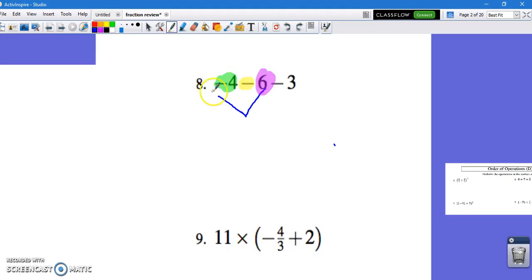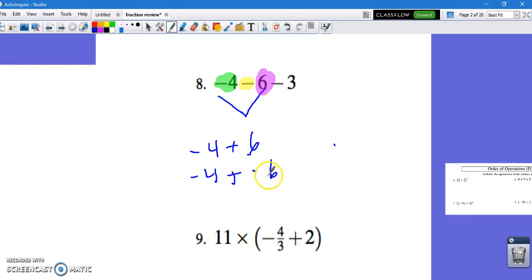Now that you know you have a negative minus a positive, what do we do when we have a negative minus a positive? Same thing we do with any subtraction problem. You change it to addition when you're working with integers. How? Look at your integer rule sheet. Step 1, change the problem to addition. Step 2, change the sign of the second number. Step 3, follow your addition rules.